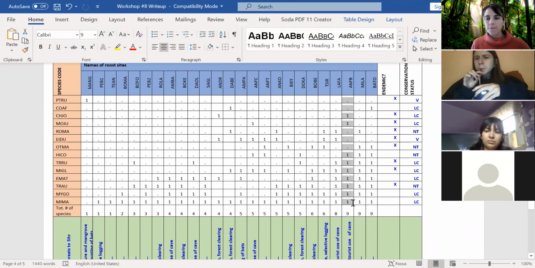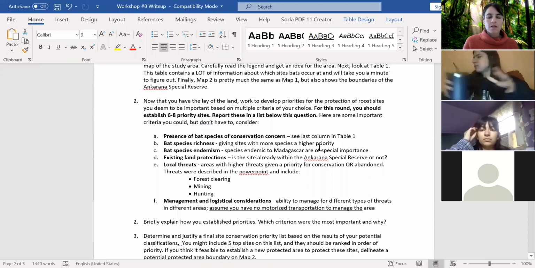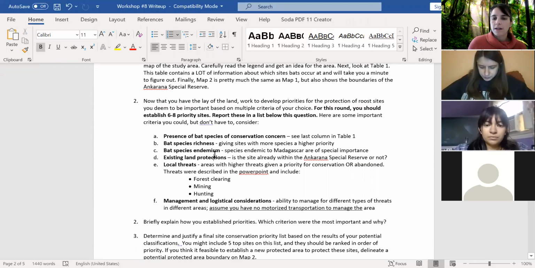These ones here. So it'll take you a couple minutes to understand how to use that table, but it has all this information in it. It's the existing land protection. So map 2 shows you where the Ankaraana Special Reserve is. So is it already inside that special reserve? Maybe you don't need to protect it then.